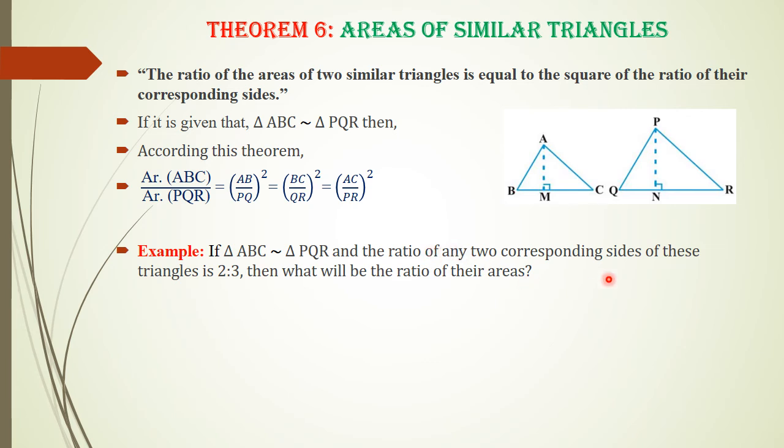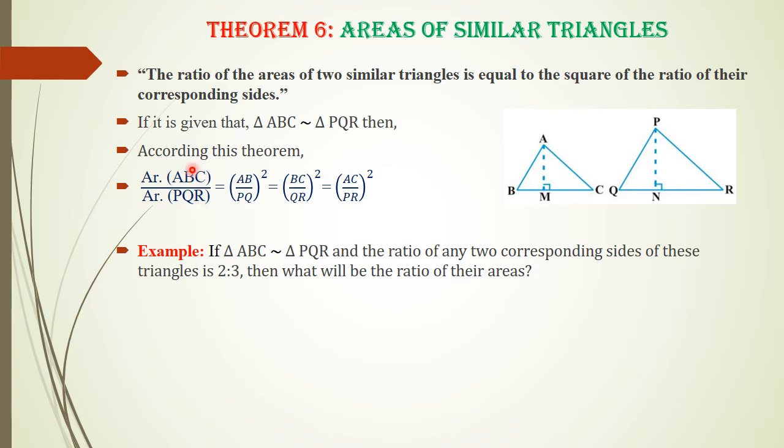Now let us understand this theorem with an example. It is given that suppose triangle ABC is similar to triangle PQR and the ratio of any two corresponding sides of these triangles is 2:3. Then what will be the ratio of their areas? Suppose two triangles are given and the ratio of one corresponding side is given, that is 2:3. What is asked is the ratio of their areas.